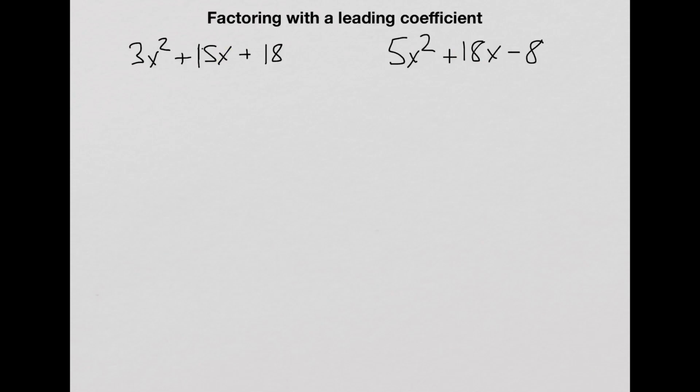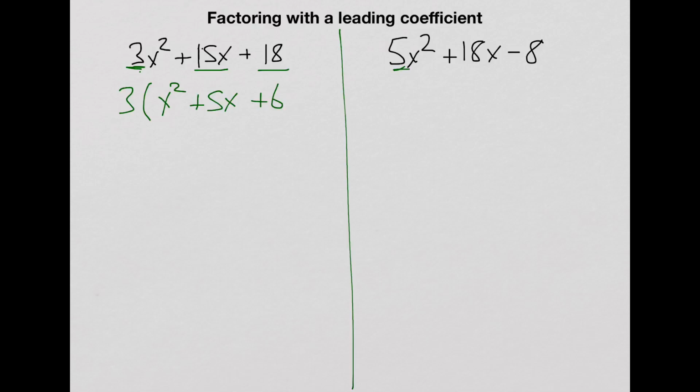Now, it gets a little bit more difficult when we put a leading coefficient, a number in front of that x squared that's not 1. Now for this first example, it isn't quite as bad because I can look and see, yeah, I've got a 3 there, but 3 is a factor of 15 and 3 is a factor of 18. So if I factor out my 3 first, I get x squared plus 5x plus 6. Anytime you can factor out a common factor, it's going to make the numbers smaller, and it's going to make it easier to figure this out.